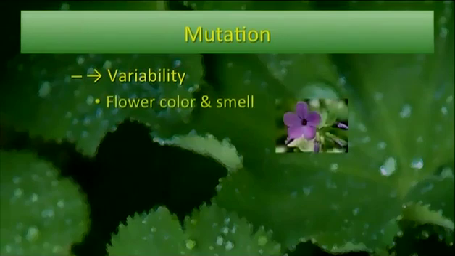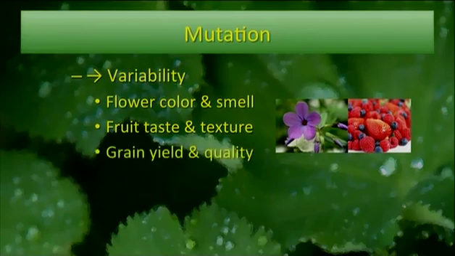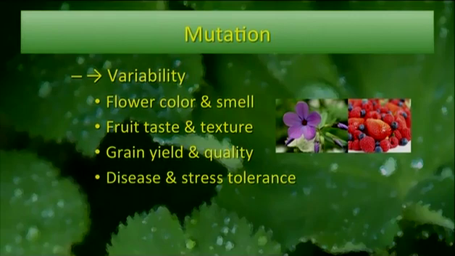So that goes to variability. That can include variability in flower color and smell. These are mutations that can result in different kinds of variability, such as flower color and smell, the taste of fruit and its texture, yield of grain and the quality of the grain, and disease and stress tolerance.